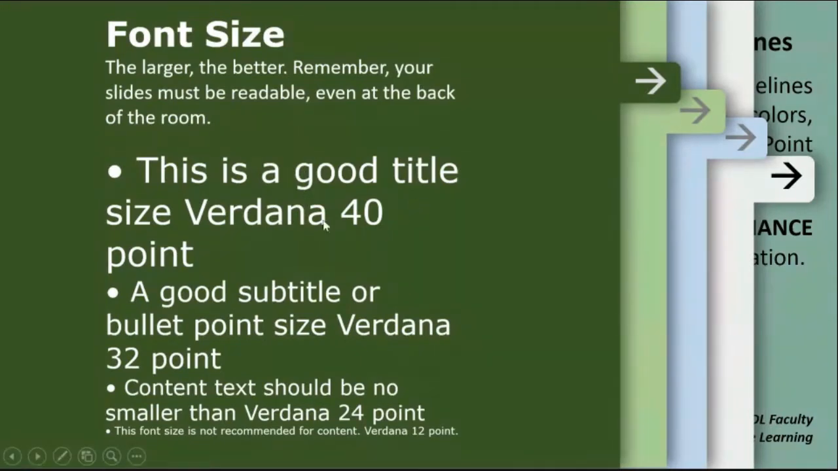This is a good title size, which is Verdana style in a size of 40 points. So that is the proposed and suggested font size of the title or the topic of each presentation. A good subtitle or bullet points size is Verdana 32 point. So these are the suggested subtitle for your topic. Then the content text should be no smaller than Verdana 24 point.